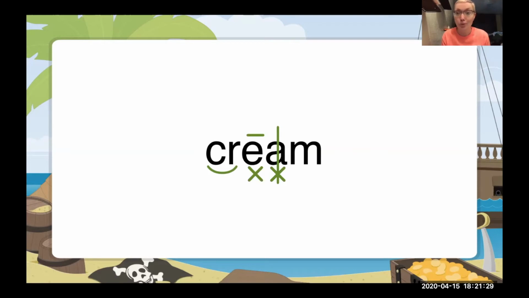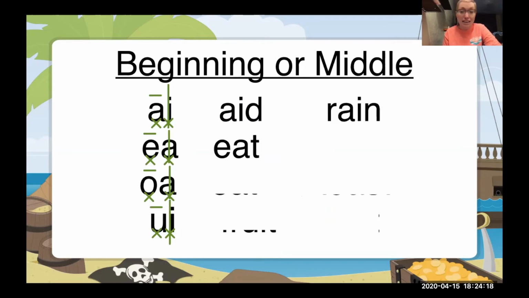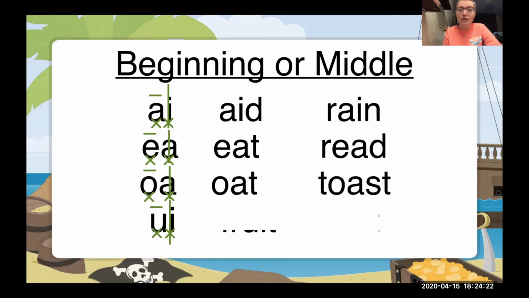I'm going to reveal some example words, and we're going to focus on pronouncing the vowels as we say these words. So our first word is the word aid. Then we have the word rain, eat, read, oat, toast, fruit, suit.